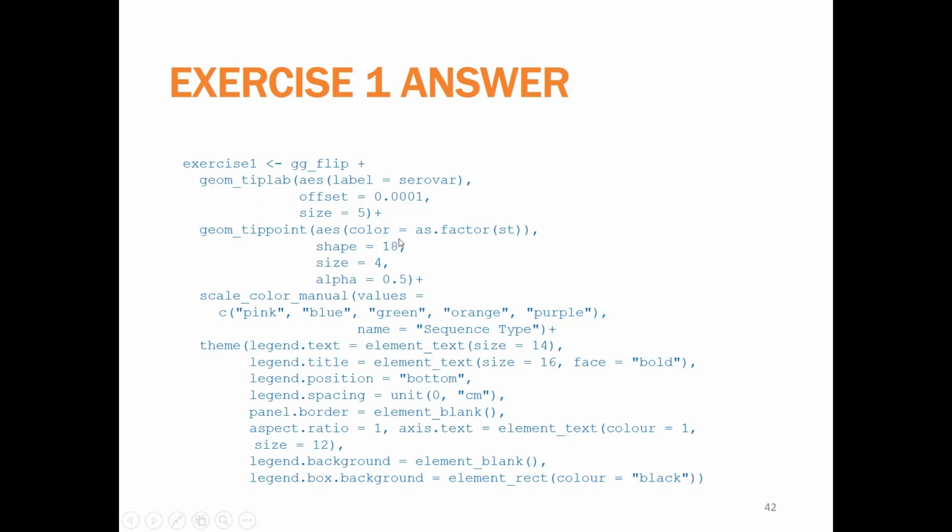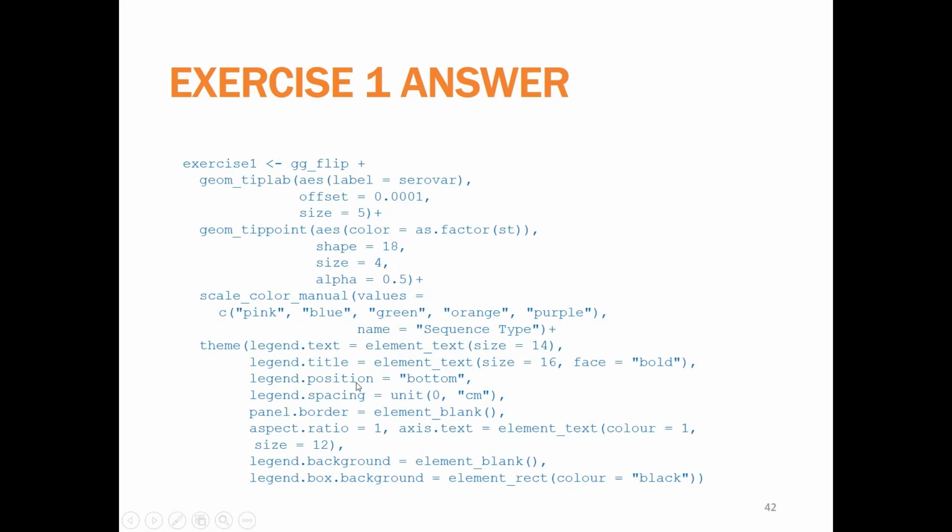And I set the shape to 18. I think I made the size a little bit bigger, and I made it a little bit more transparent by setting the alpha to 0.5. I just set arbitrary colors using scale_color_manual, pink, blue, green, etc. And I named the legend sequence type. For the theme, I made the font size a little bit bigger. I moved the legend to the bottom by doing legend.position.